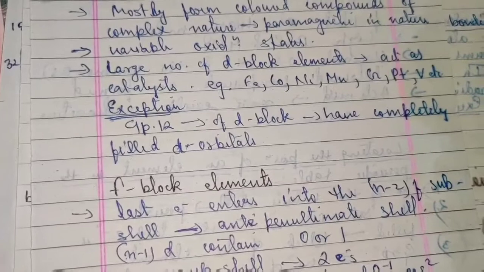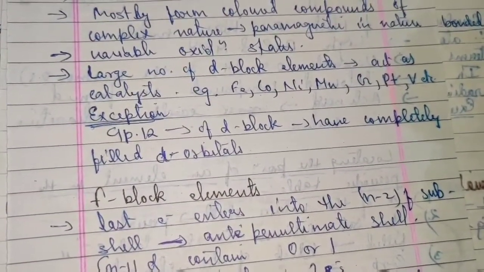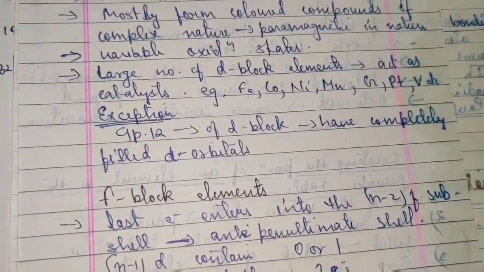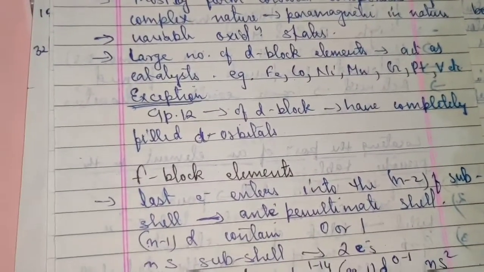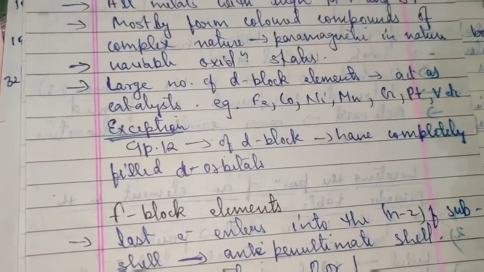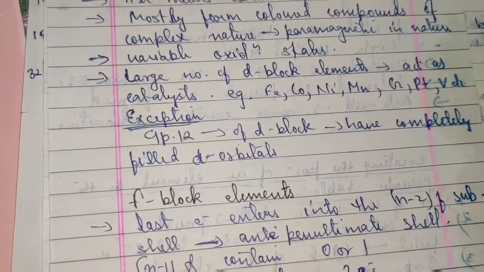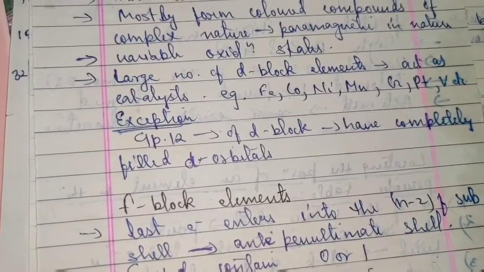There are certain exceptions. The exception is group 12 of D block, which has completely filled D orbital. That is why it is not categorized as transition element. Like I discussed the example of zinc. If you remember, I said the electronic configuration is 4s2 3d10. The D block in case of zinc is completely filled. That is why it is a non-transition element.